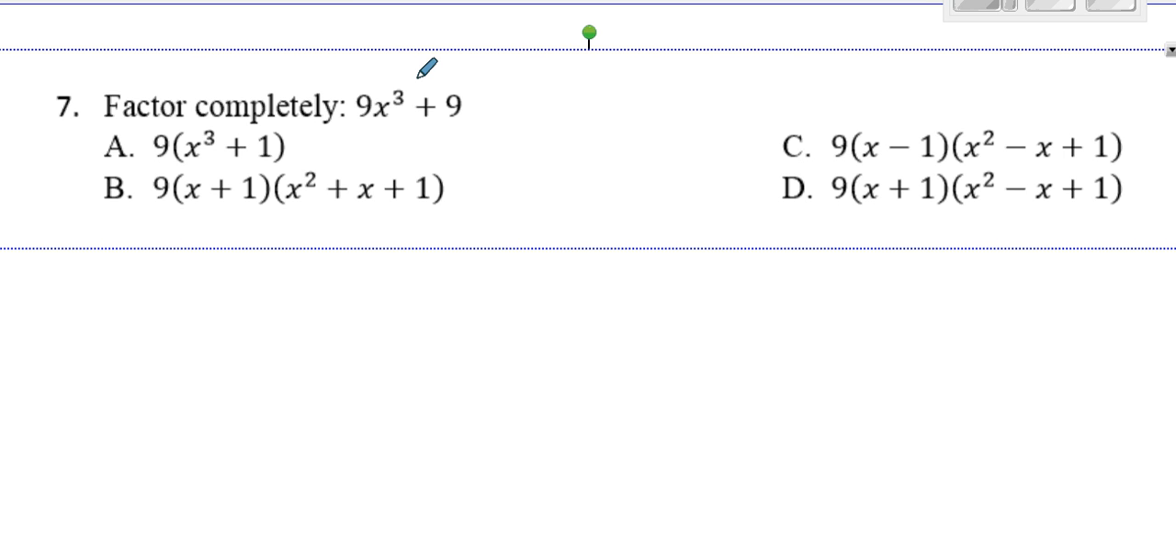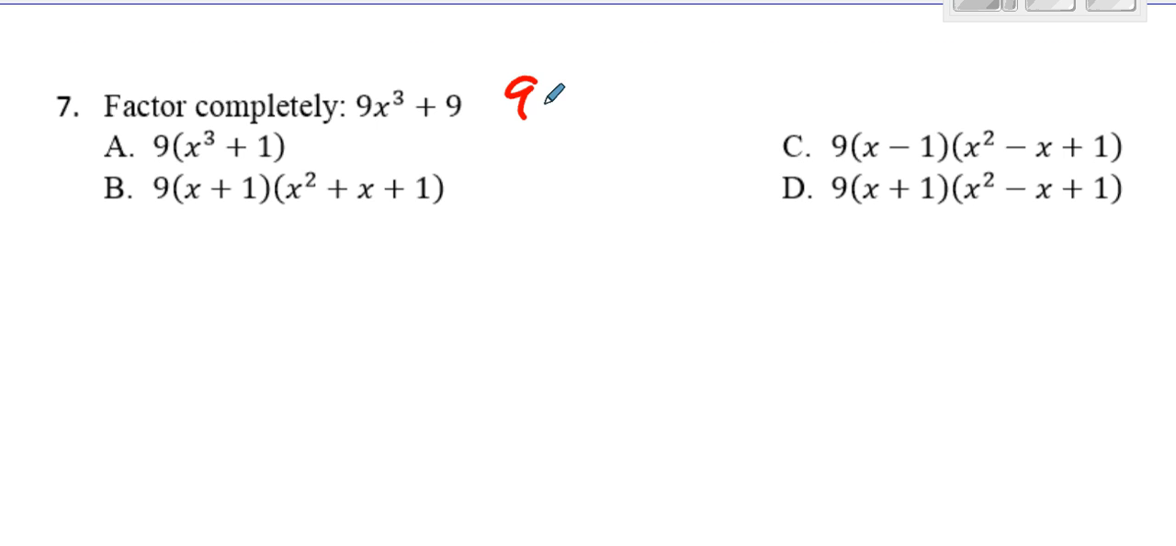Here's another factoring. It's actually going to end up being cubes again. So start by taking out the 9. And when you do, you get x cubed plus 1. X cubed and 1 are both perfect cubes. We're going to do the same factoring pattern. You take the cube root of x cubed, you get x. The cube root of 1, you get 1. That's your a and b.